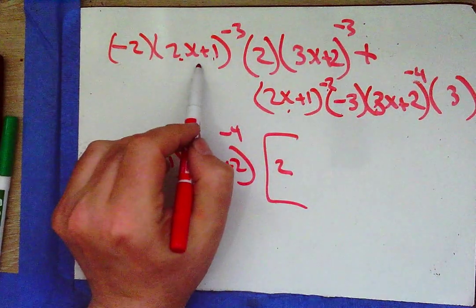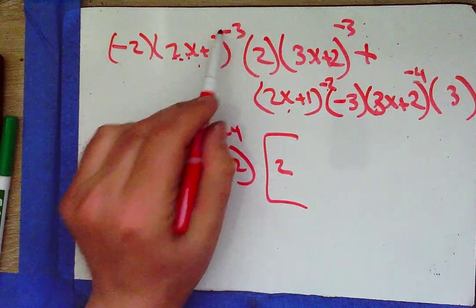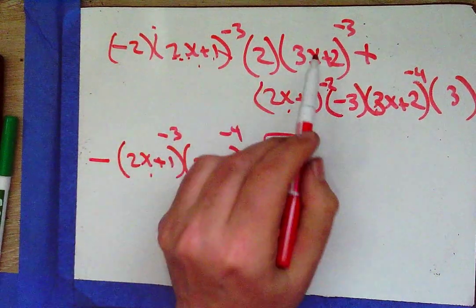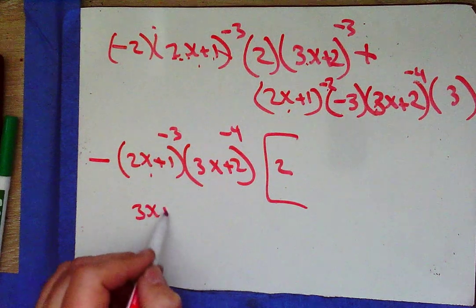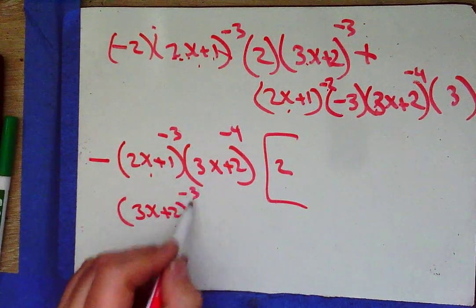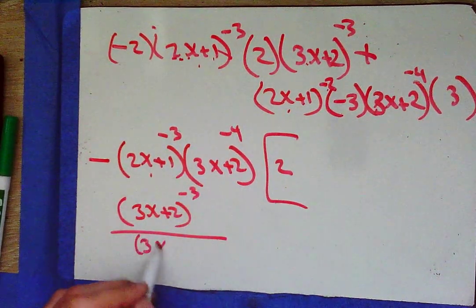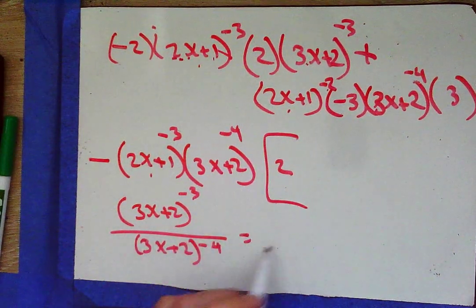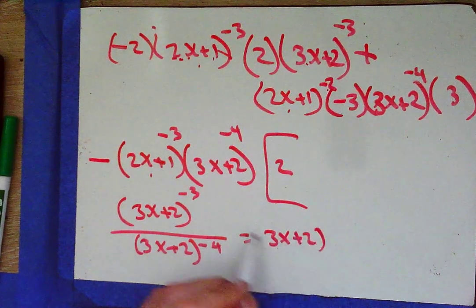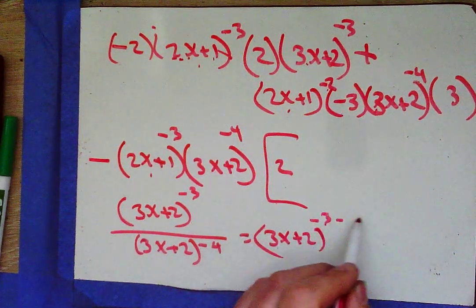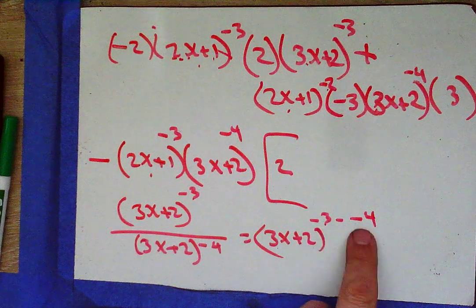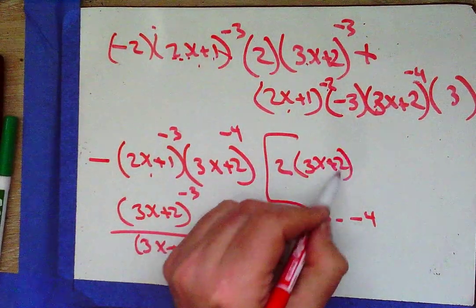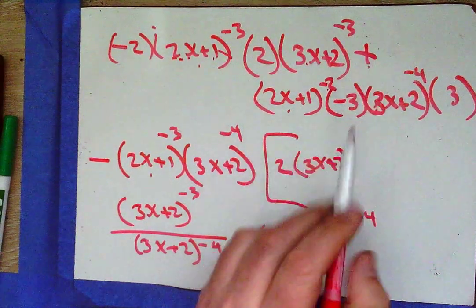And here, we factored out from 2x plus 1 to the negative 3, we factored out a 2x plus 1 to the negative 3. So that's gone. But what about here? What about 3x plus 2 to the negative 3, and I'm factoring out 3x plus 2 to the negative 4? Well, we know we're supposed to subtract those exponents. So we have minus 3 minus a minus 4. That's minus 3 plus 4, which is 1. So we've got 3x plus 2 to the 1. Now we have our plus sign.